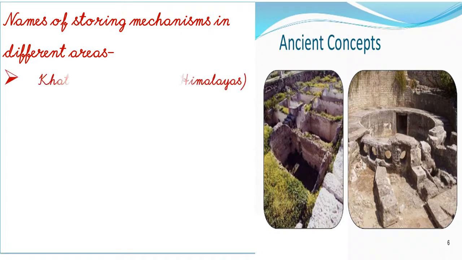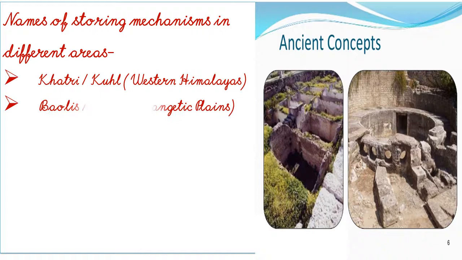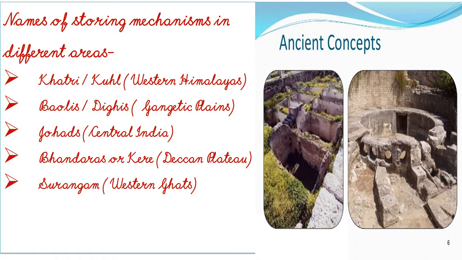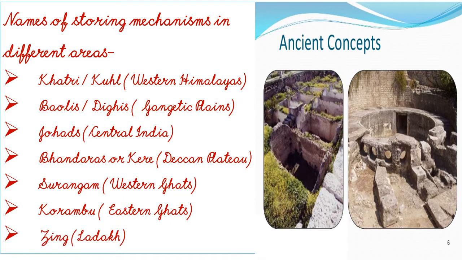For example, Khatri or Kul in western Himalayas, Baolis or Diggis in Gangetic Plains, Johats in central India, Bandharas or Kere in Deccan Plateau, Surangam in Western Ghats, Korambu in Eastern Ghats, and Zing in Ladakh.